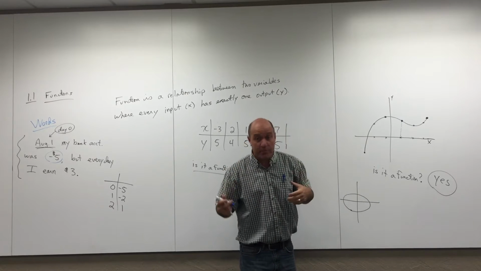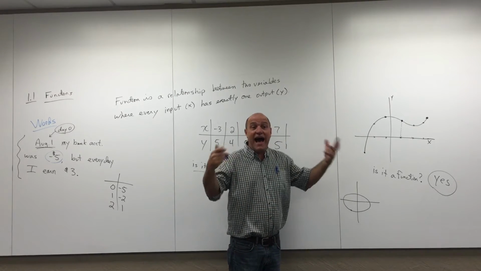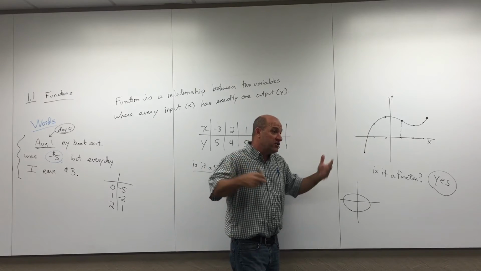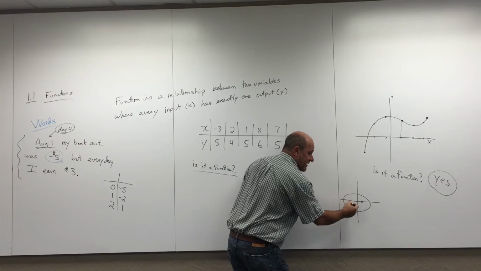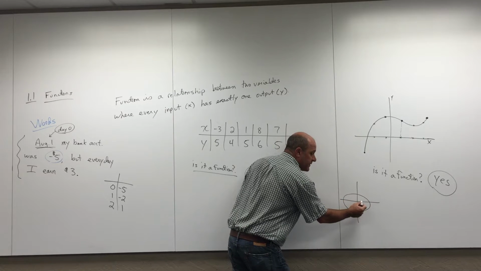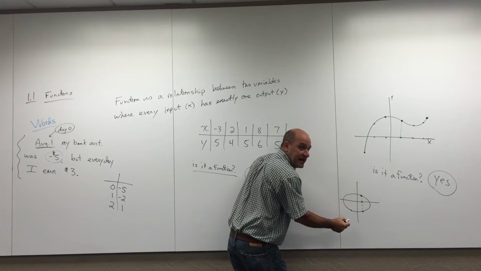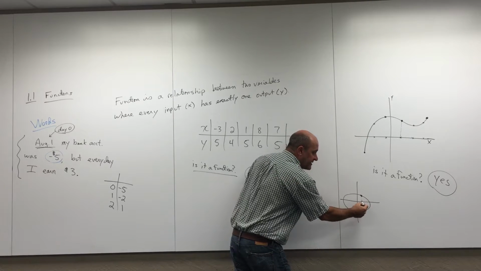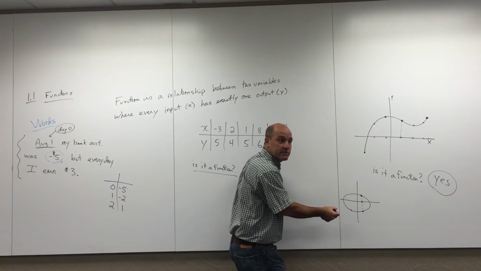It is a relationship between two variables. It has a graph. There it is. But guess what? It is not a function, because this x, and not just him, but there's a lot of x's, has sort of two y's. See that? If I was plotting points, this x right here would have a couple of different y's, and therefore it's not a function.